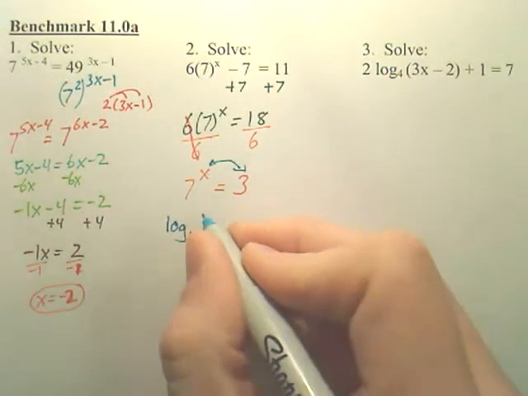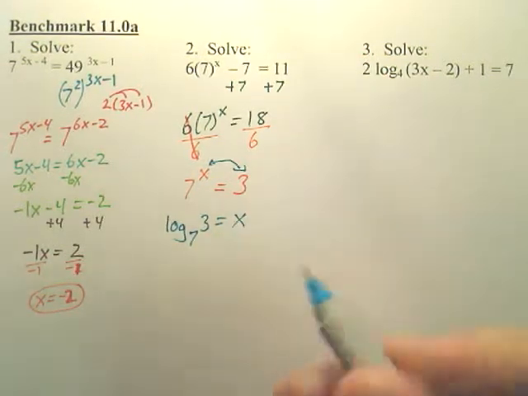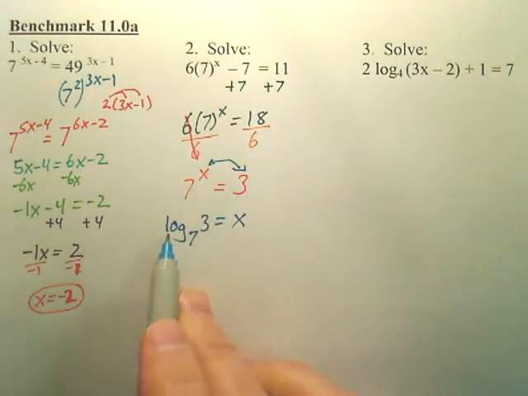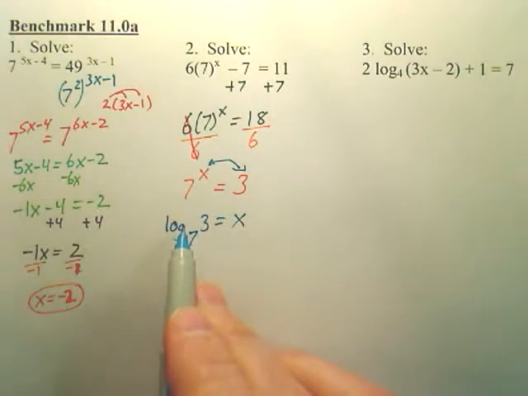And you switch those two. So you now have log base 7 of 3, or log 3 base 7. You can say it kind of both ways. And from there, that is your answer.